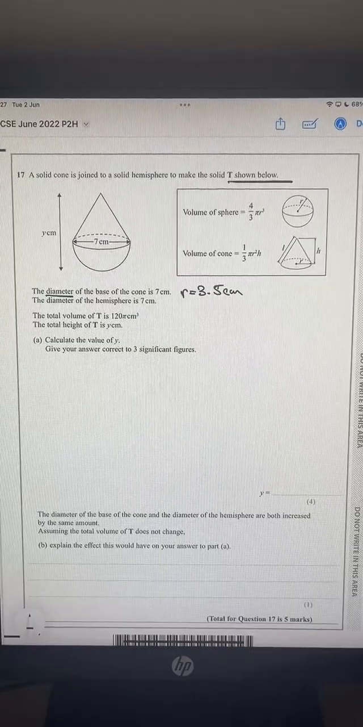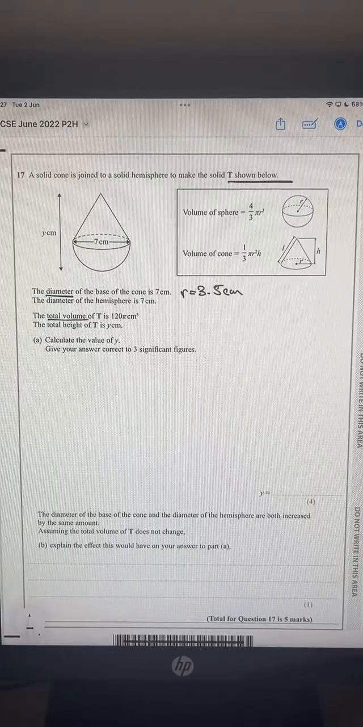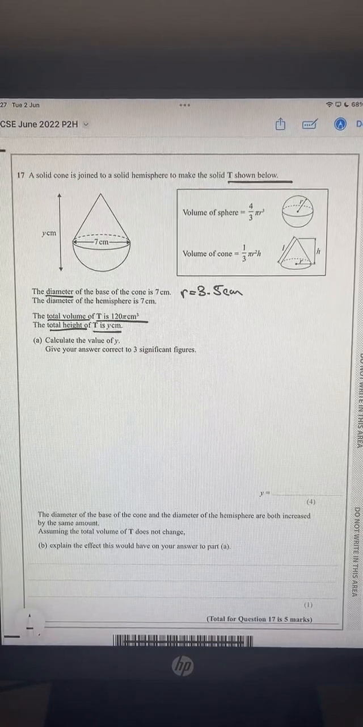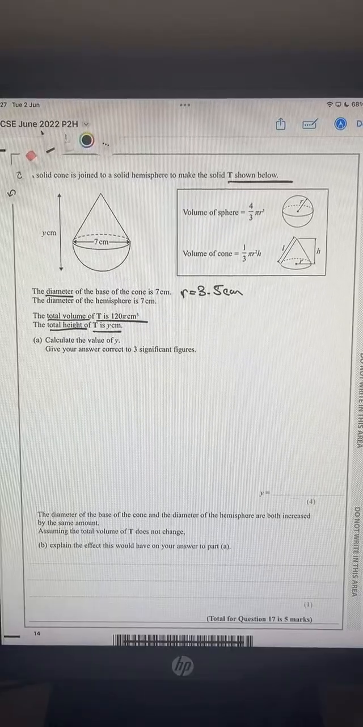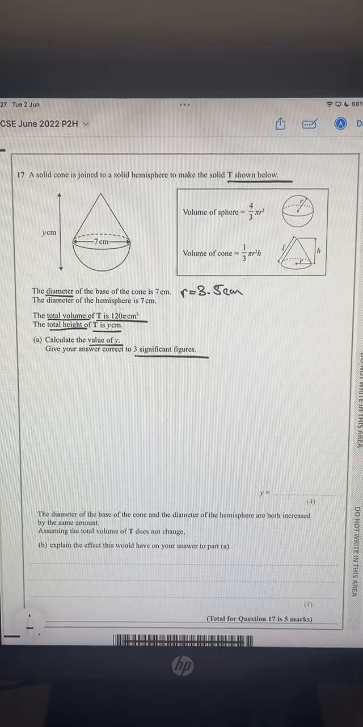Don't confuse your radius and your diameter. That is a very simple screw up. Don't screw that up. The diameter of the hemisphere is 7 centimeters. Shocker, because look at how they're drawn. The total volume of T is 120 pi centimeters cubed. The total height of T is y centimeters, which they've very nicely annotated. Calculate the value of y, give your answer to 3 sig figs.